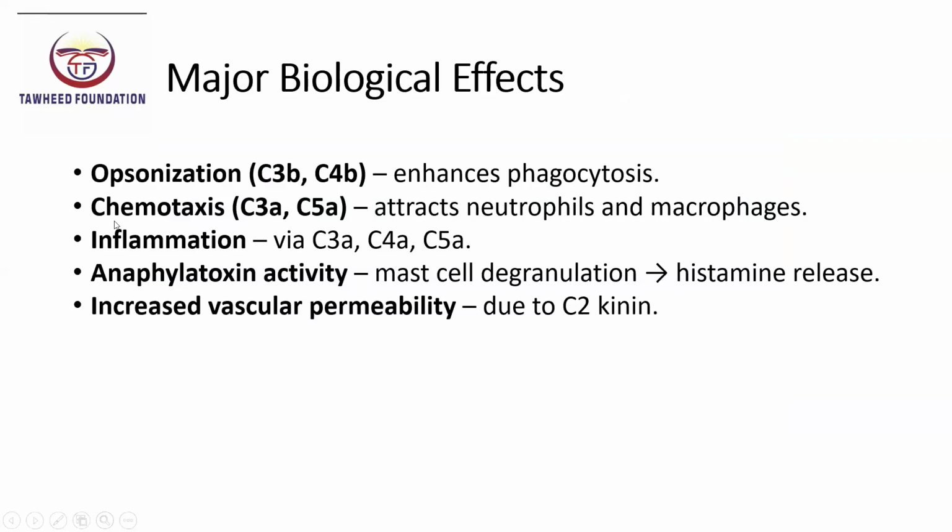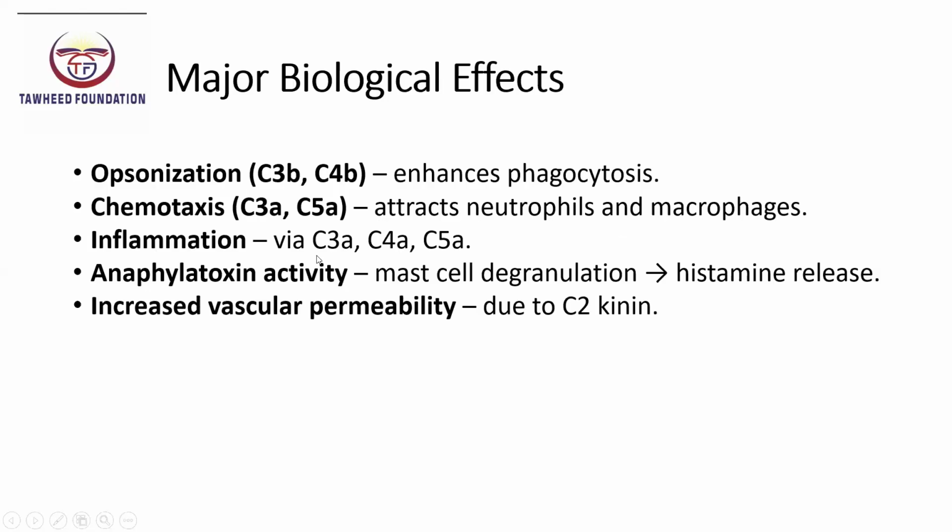Next is major biological effects. Complement fragments perform specific functions that lead to several major immune effects. Opsonization: fragments such as C3b and C4b bind to pathogen surfaces, marking them for phagocytosis by macrophages and neutrophils. Next is chemotaxis. C3a and C5a act as chemical attractants, drawing immune cells like neutrophils and macrophages to the site of infection.